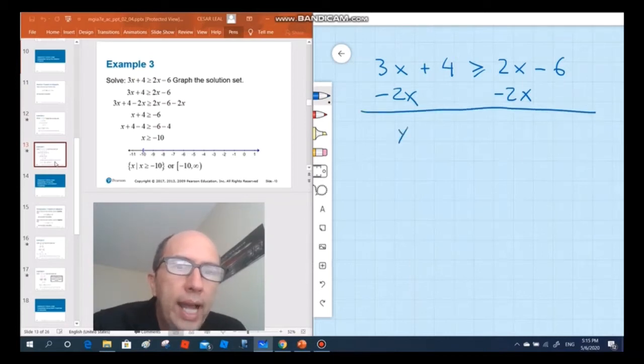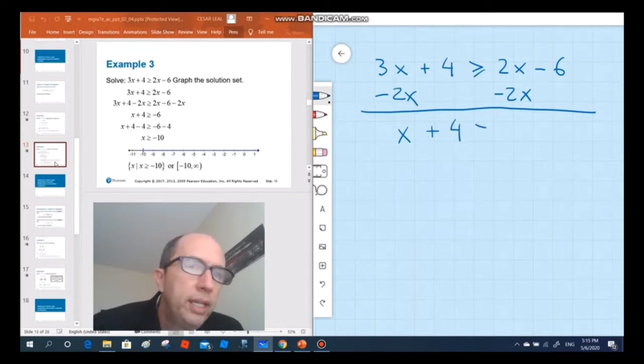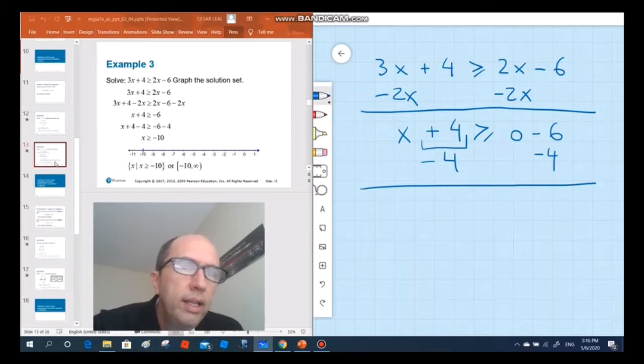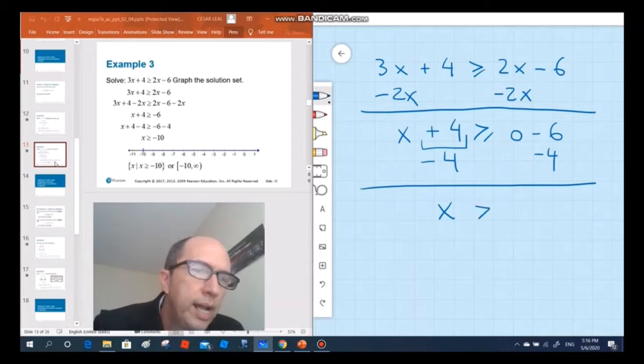3x minus 2x, x plus 4 is greater than or equal to 0 minus 6. And now we need to get rid of this plus 4 on the left hand side of the inequality. So subtract 4: x, positive 4 minus 4, 0, greater than or equal to negative 6 minus 4, negative 10. Right?